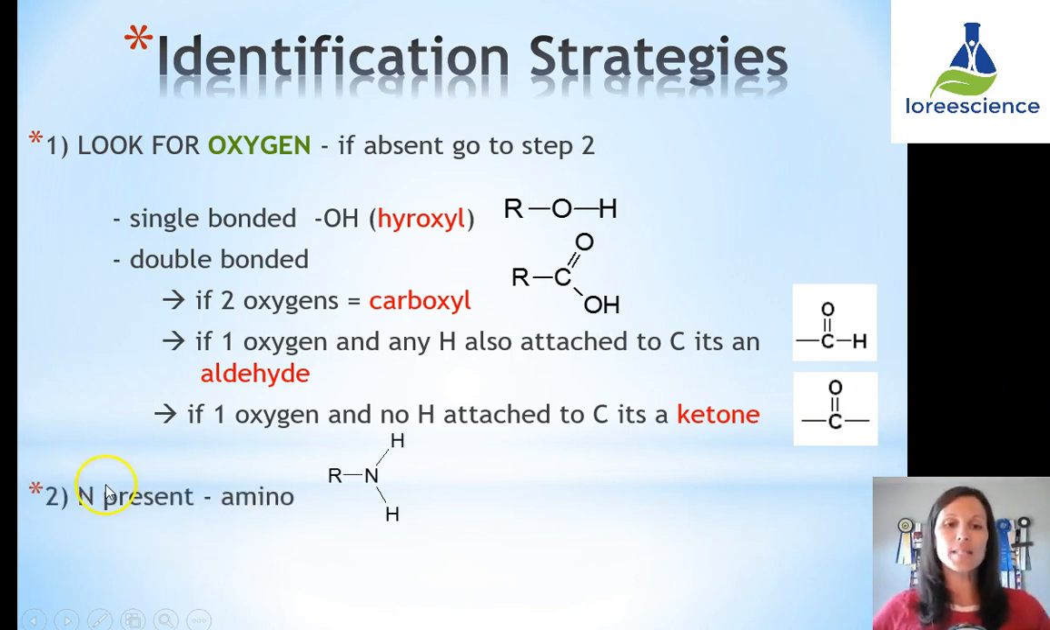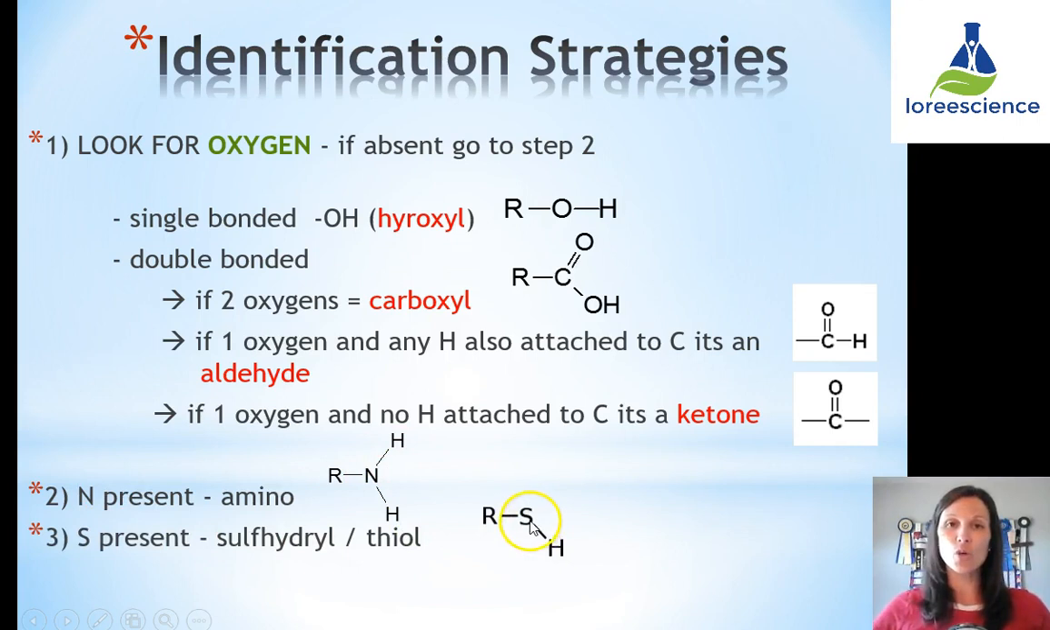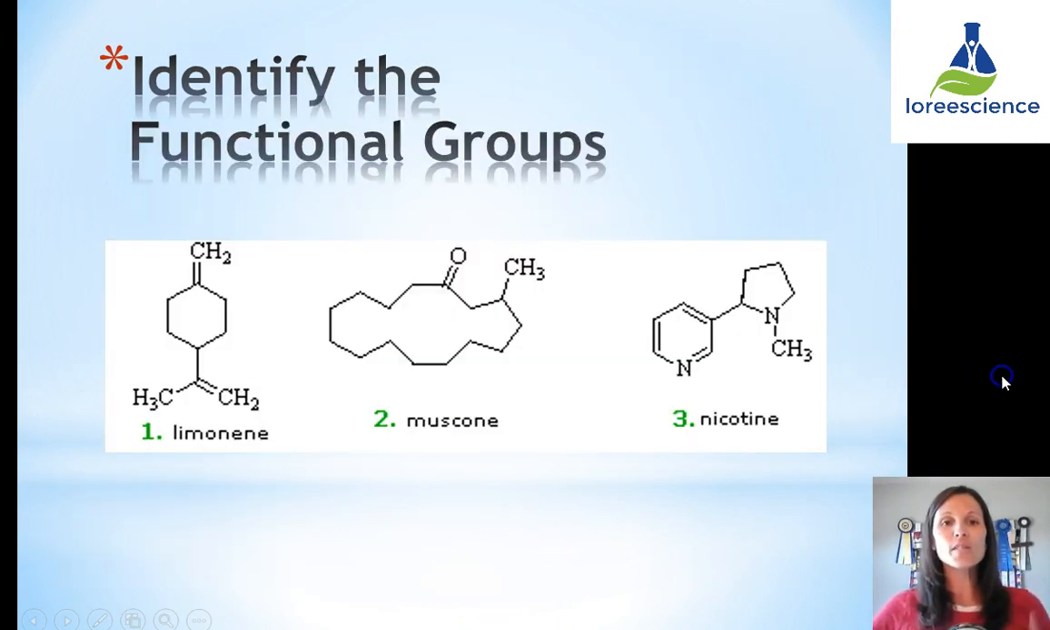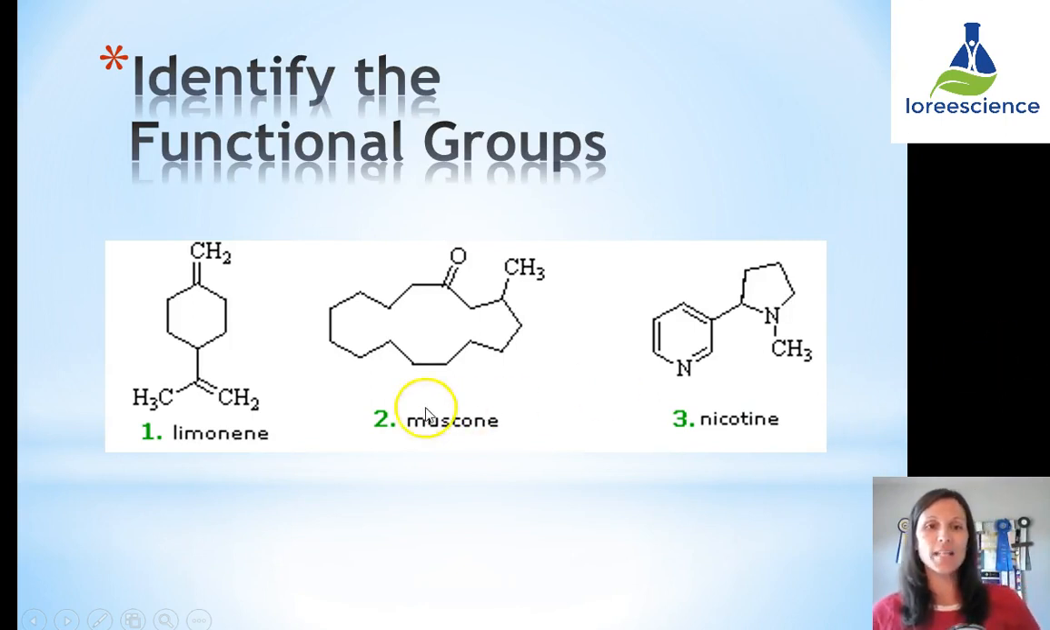If there were no oxygens, we went to step 2, you'd look for the nitrogen and the amino. Otherwise, you'd look for the sulfur and the sulfhydryl, or you'd look for the phosphorus in the phosphate. So let's give a little practice here. What functional groups can you identify in molecule number 1?